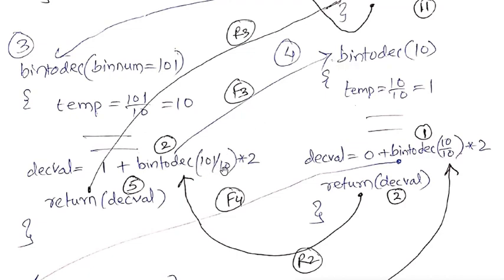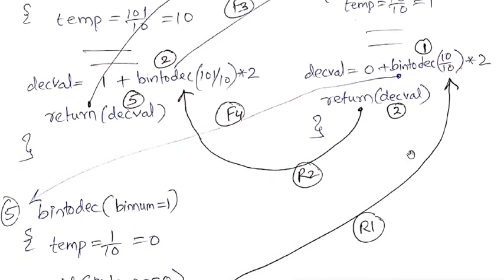So again the control will go from here to one more call, that is number 4, the next call. This time 101 divided by 10 is 10, and we are calling the function with a value of 10. Then we calculate temp again. Temp is 10 divided by 10, that is equal to 1. The if condition checks whether this temp value is 0. It is not 0, so it will calculate the decimal value. Binary number modulus 10, 10 modulus 10 is 0, plus binary to decimal of 10 divided by 10. What is 10 divided by 10? 1.